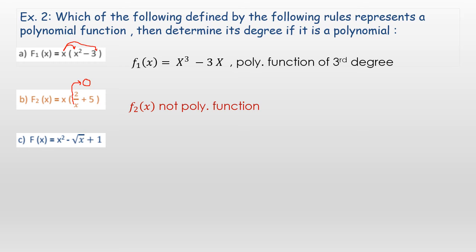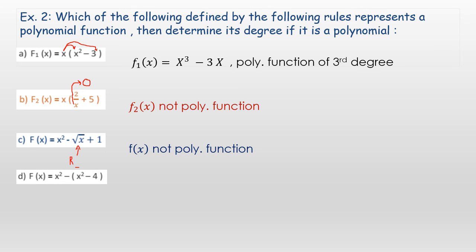f of x equals x to the power 2 minus root x plus 1. We find that this is not a polynomial function, because the root of x cannot be evaluated by substituting negative real numbers.